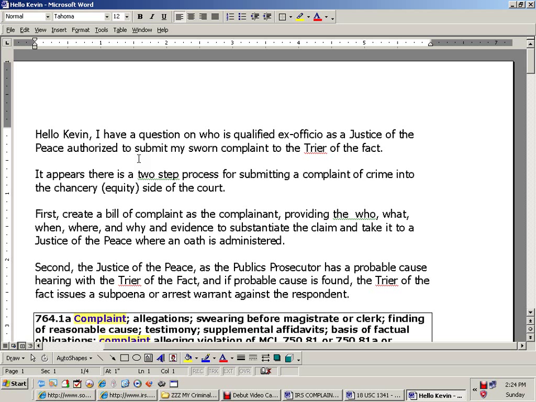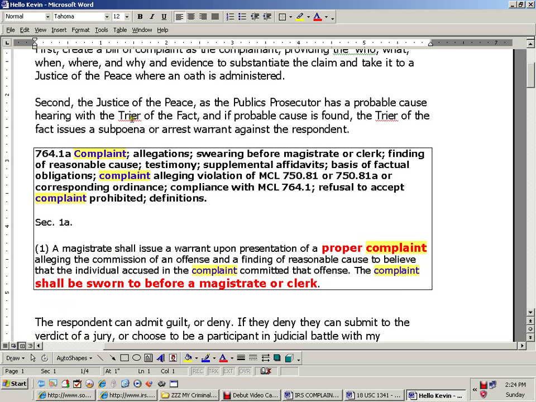I'm sorry, that's how it reads that it's done. That's all you need to do. And in the Michigan Compiled Laws, a magistrate shall issue a warrant upon presentation of a proper complaint alleging the commission of an offense and the finding of reasonable cause to believe that the individual accused in the complaint committed the offense. The complaint shall be sworn before a magistrate or clerk. Well, there's his clerk. They're talking about the magistrate's clerk.